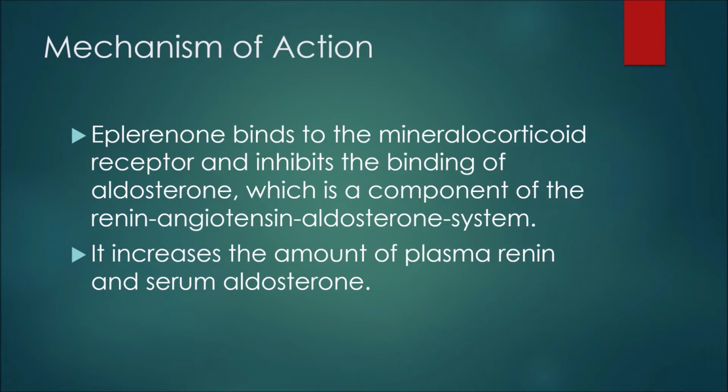The first thing to discuss here would be the mechanism of action or how this medication works. So Eplerenone binds to the mineralocorticoid receptor and inhibits the binding of aldosterone, which is a component of the renin-angiotensin-aldosterone system. It increases the amount of plasma renin and serum aldosterone.